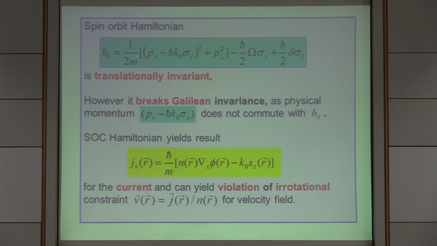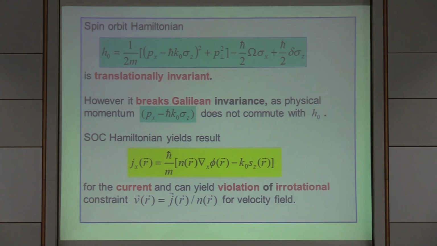It commutes with the canonical momentum, but is not Galilean invariant. This Hamiltonian breaks Galilean invariance since the physical momentum, which is fixed by this combination of canonical momentum and spin term, does not commute with the Hamiltonian itself because of the Raman term.